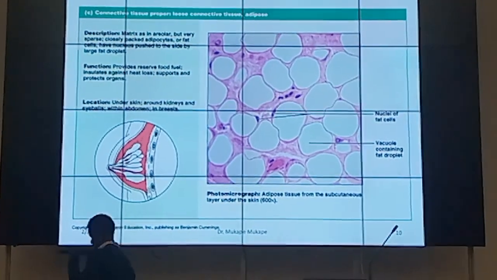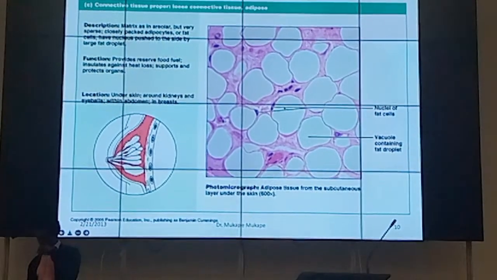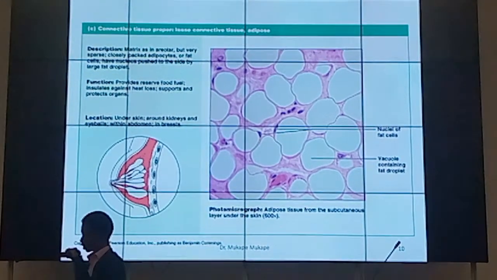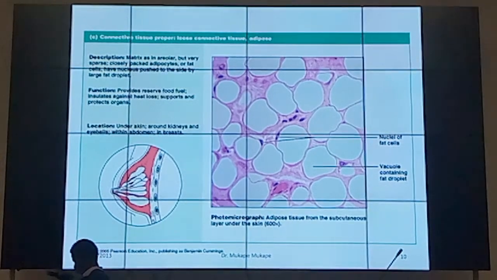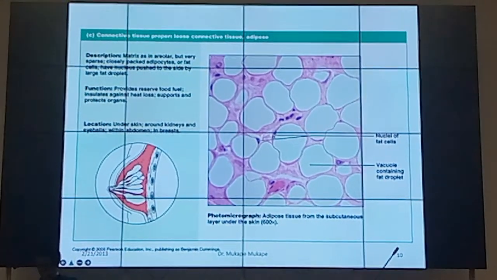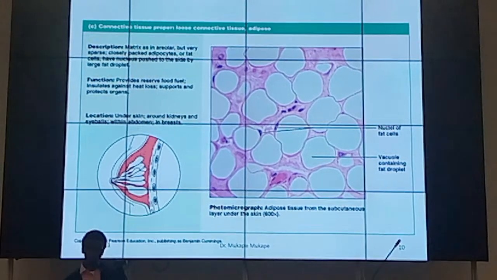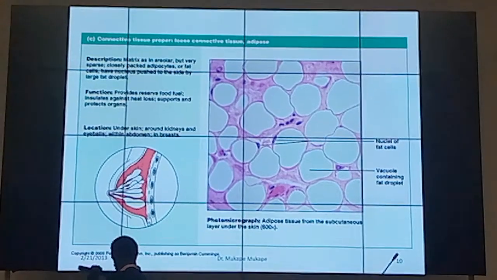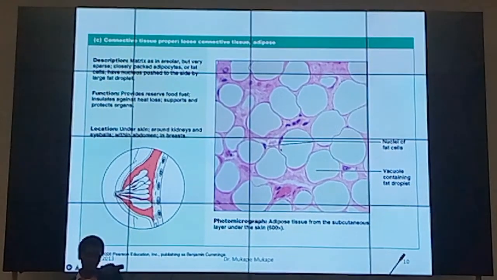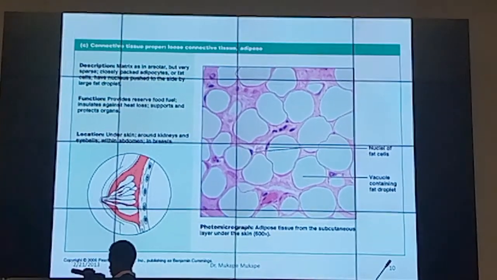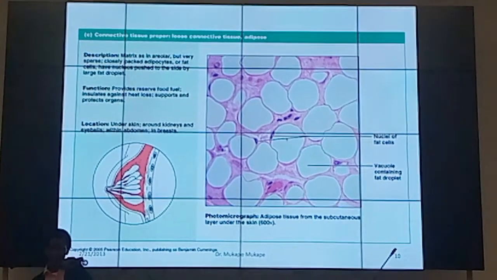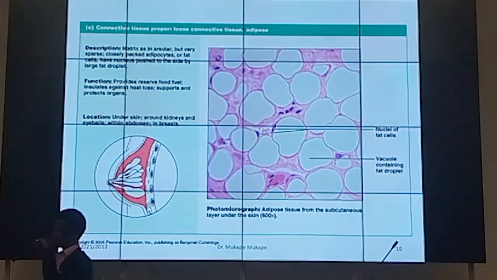This one is white fat because we can see that the nuclei are pushed to one side, creating a giant locule. There's a space here. The nucleus has been pushed to one side, like a signet ring. So the appearance is like a signet ring. This is because these cells want to store as much energy as possible within that cell, so storage of triglycerides. White adipose tissue is there for storage of energy in the form of triglycerides.